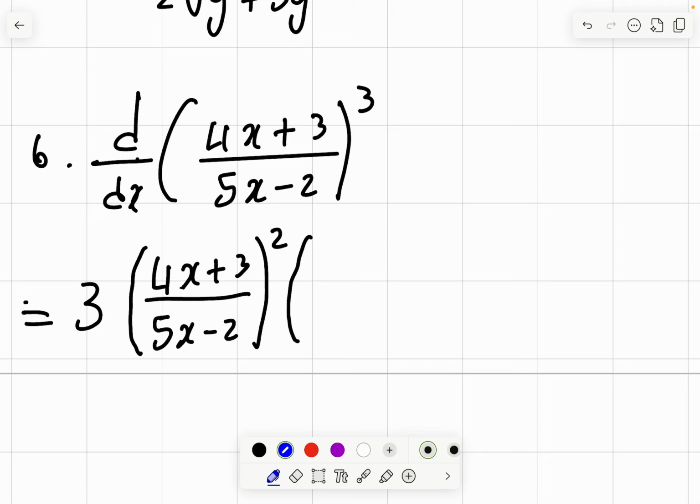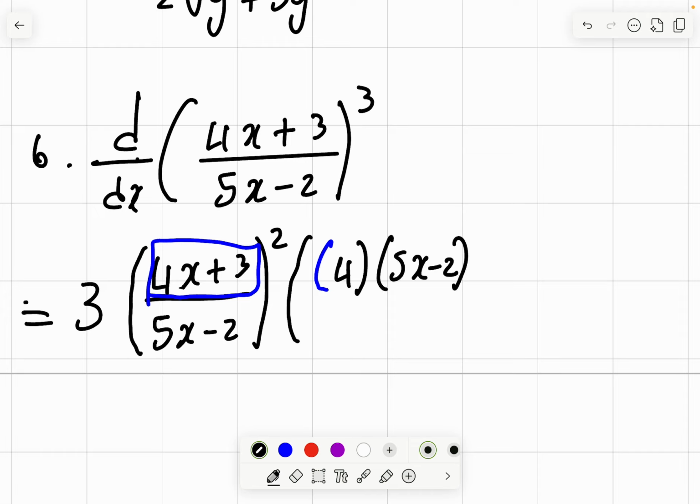I keep the first function, I derive the first function. The derivative of this function is going to be 4. Therefore, I keep the one in the denominator. I say minus. I keep the first one, which is 4x plus 3. Then I derive the one in the numerator. I'm going to have 5.